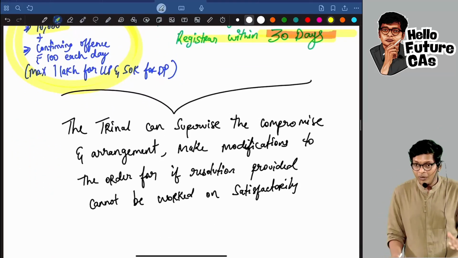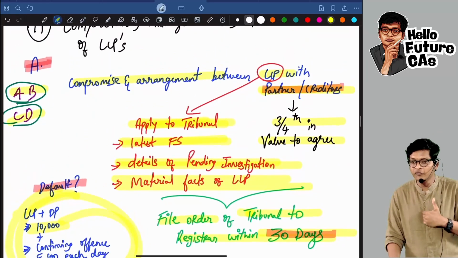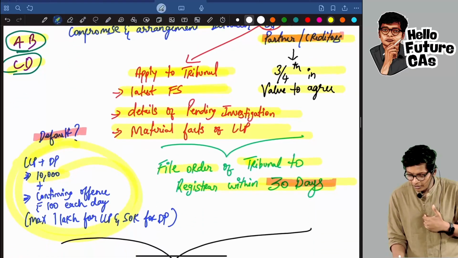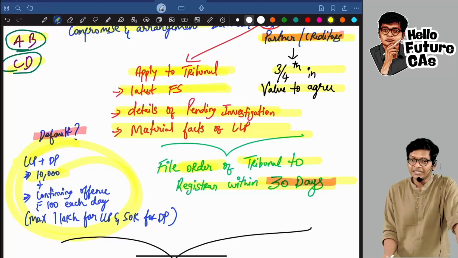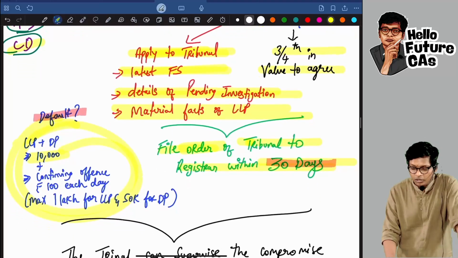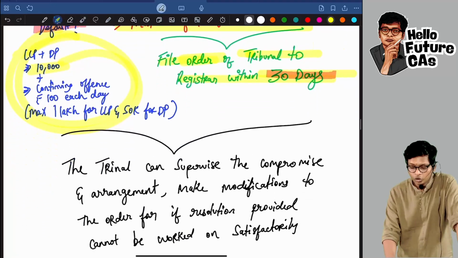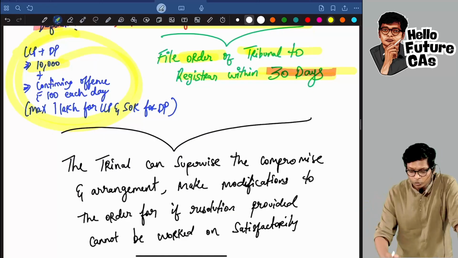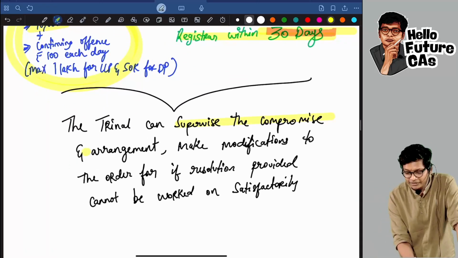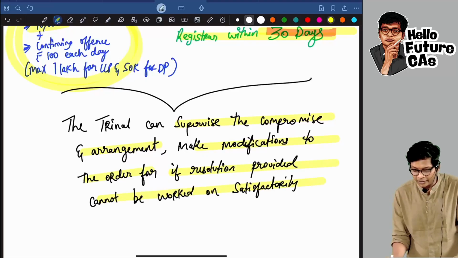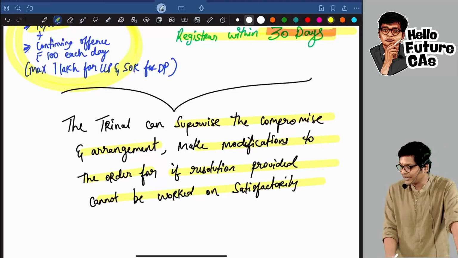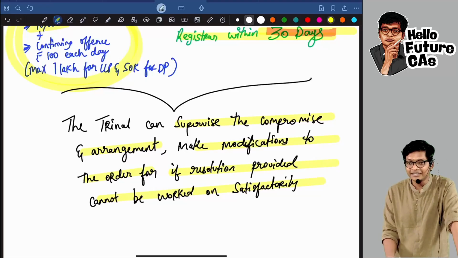So once they pass the order, very beautiful point over here. Once the tribunal passes the order, they can change it. Are you following, guys? Because what if some information given is not true? So to ensure things go on in a smooth manner, the tribunal can supervise the compromise and arrangement, and make modifications to the order for resolution if provided, to work on a satisfactory basis. Are you all getting it, guys?